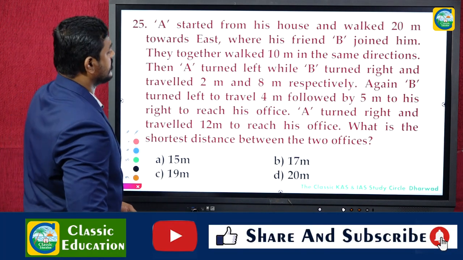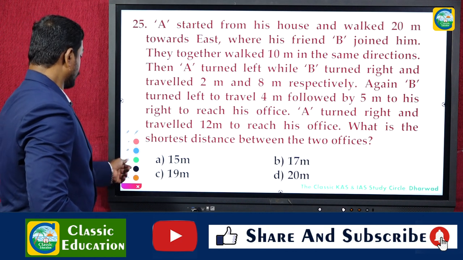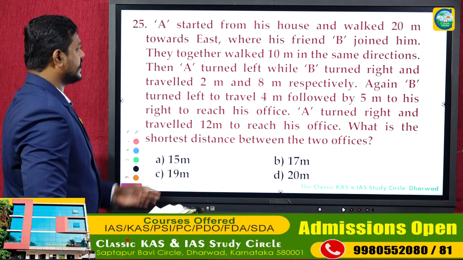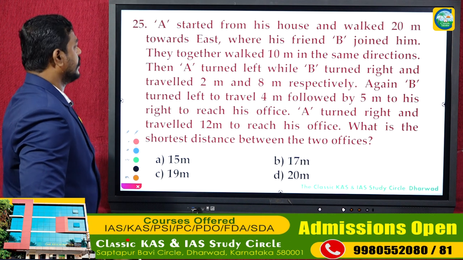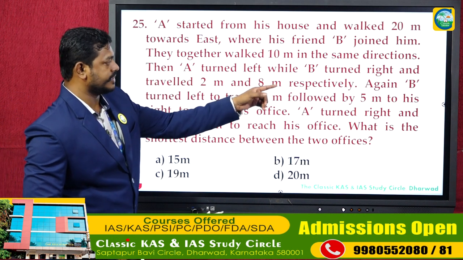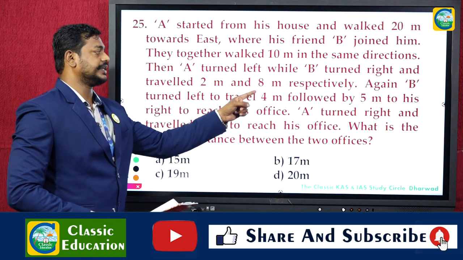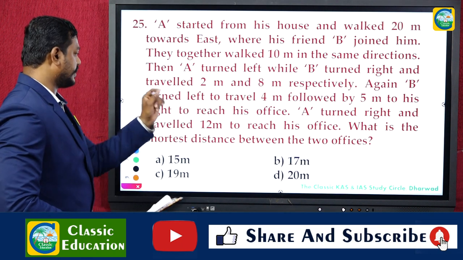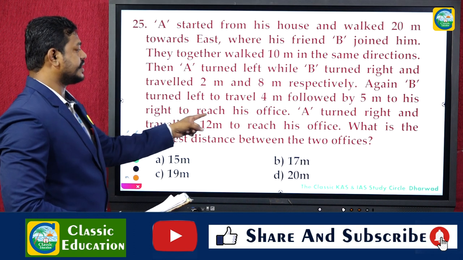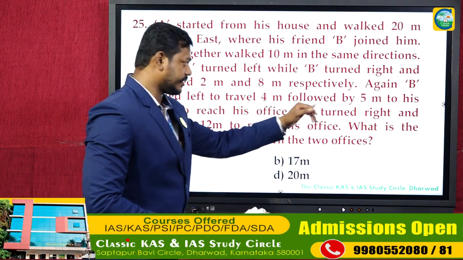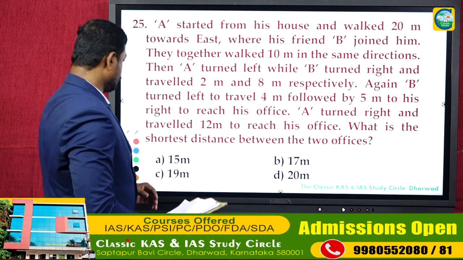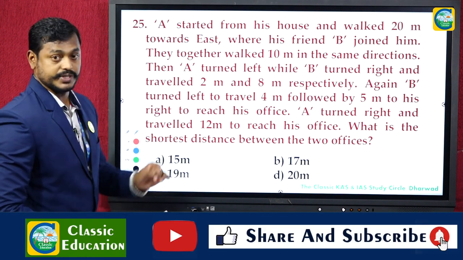It's an interesting question that is asked in the direction test, okay. Let me read the question here. A starts from his house and walks 20 meters towards east, where his friend B joined him. They together walked 10 meters in the same direction. Then A turned left while B turned right and traveled 2 kilometers and 8 kilometers respectively. Again B turned left to travel 4 meters followed by 5 meters to his right to reach his office. A turned right and traveled 12 meters to reach his office. What is the shortest distance between the two offices, okay friends?